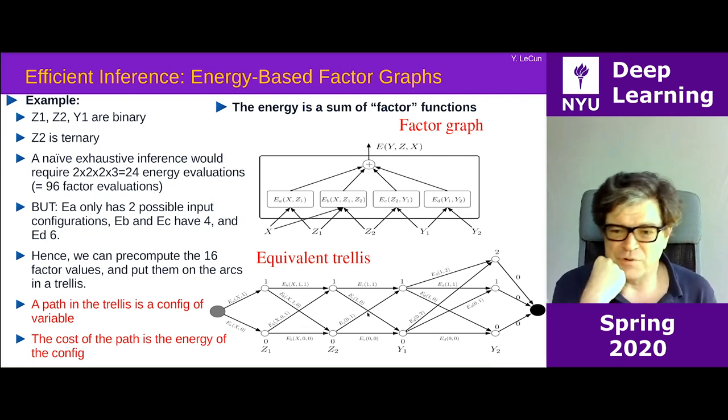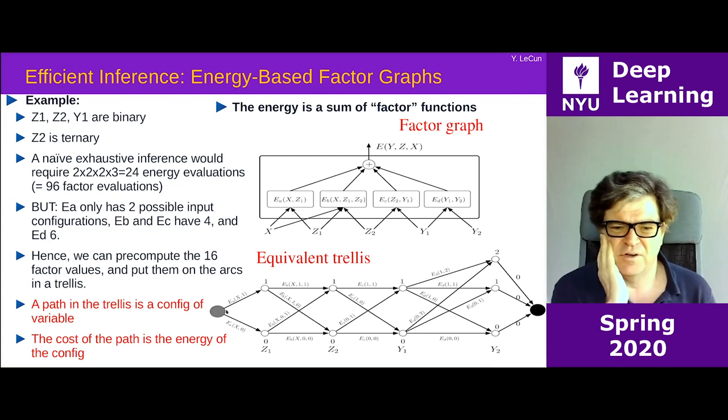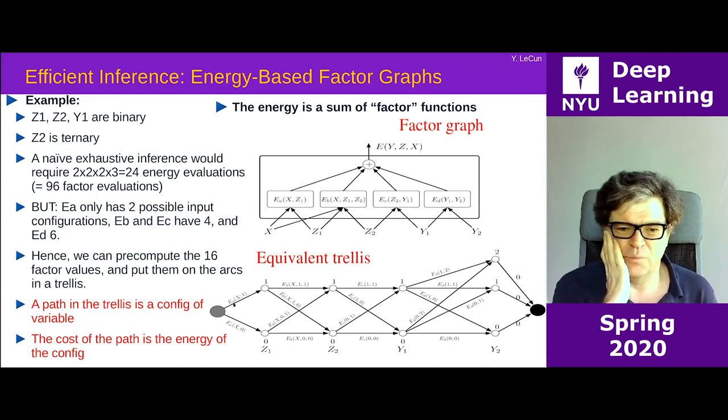And that's represented here at the bottom. This is called a trellis, and it's basically a graph that has a source node and a target node, and every path in the graph corresponds to a particular assignment of the variables, okay? So for example, if I go through this path, it means Z1 equals 1, Z2 equals 0, Y1 equals 1, and Y2 equals 2, let's say. And if I add up the terms on each arc, I get the overall energy.